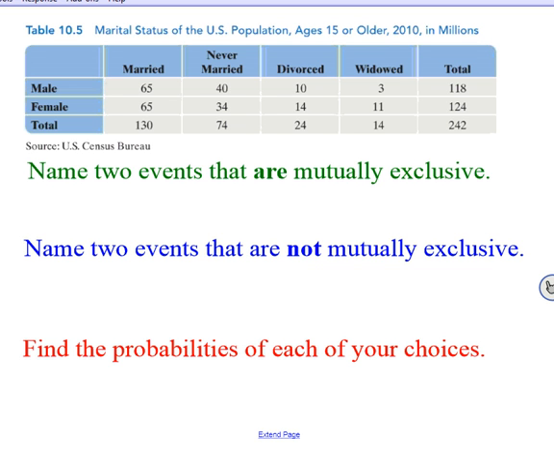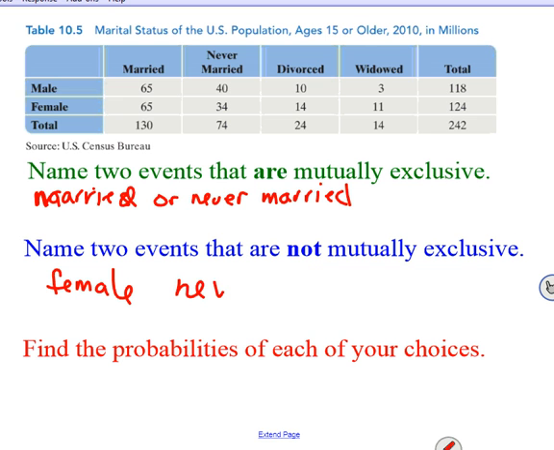Okay, so hopefully you're back. There are lots and lots of options, but for mutually exclusive, that means they cannot happen together. So two things that can't happen together are, for example, married or never married. Those are mutually exclusive. If you've never been married, you're not going to be in the married category. If you're married, you're not going to be in the never married category. There's lots of other options you could come up with. Two events that are not mutually exclusive could be anything like female and never married. There is overlap. So there's lots and lots of different ways.